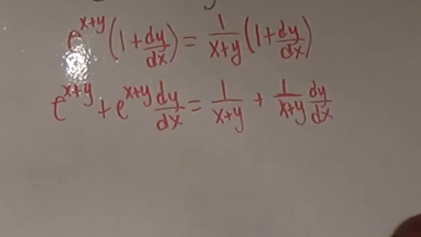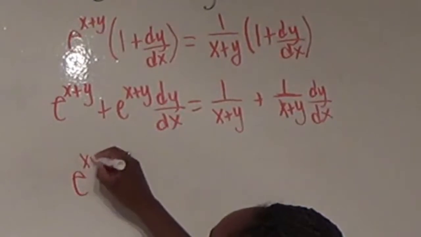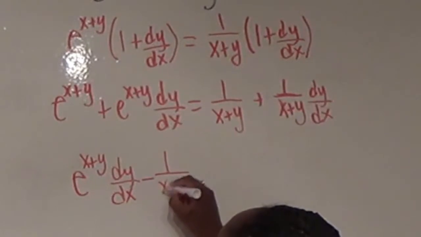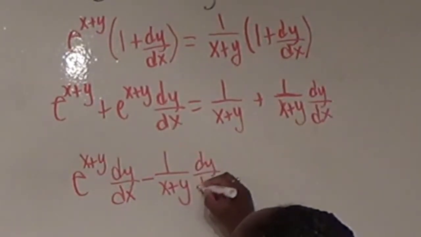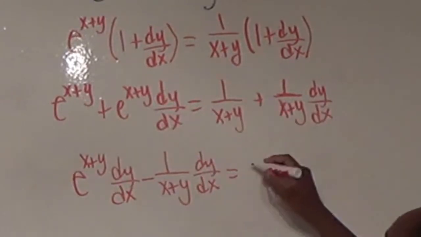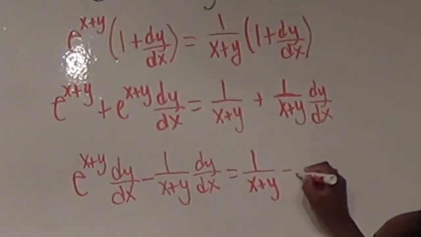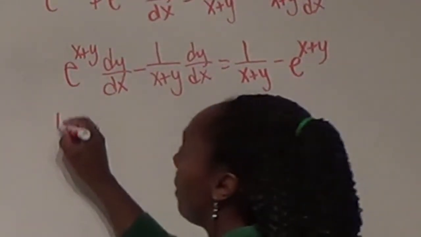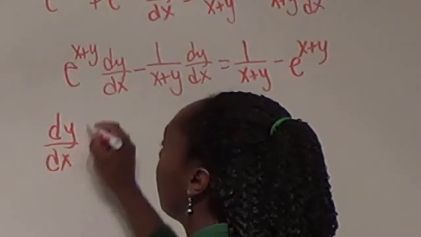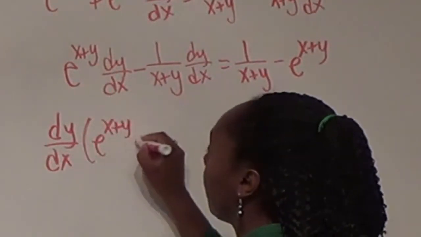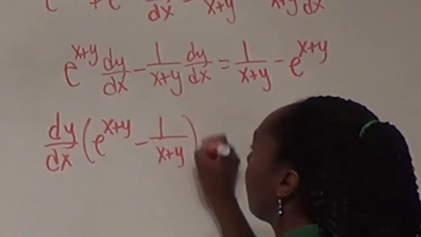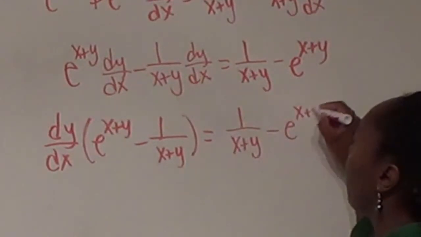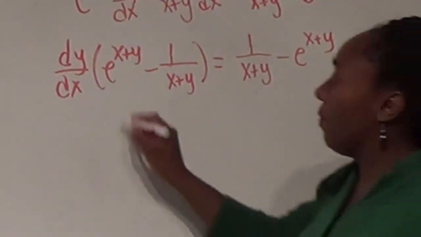Okay, getting our dy/dx terms to one side, and everything else to the other side. Same as last time, we'll factor out that dy/dx and divide out.